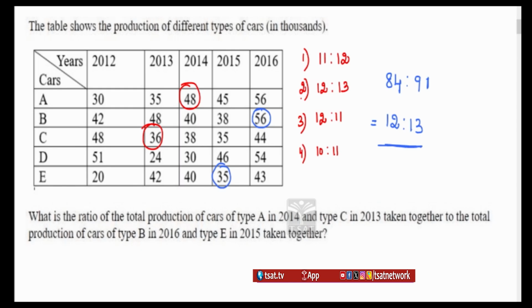Now see here, the moment I look at 2014 type A cards and 2013 type C cards, I know the sum is 84. The factors of 84 are, you can say, 12 into 7. Therefore, in terms of ratios, definitely option 1 will not come. So you can eliminate option 1 and option 4. There is no possibility to get 11 and 10 in case of 84. So what is the possible number? 12 only. So your possible options are 2 and 3. In that way, you can actually eliminate the options also.